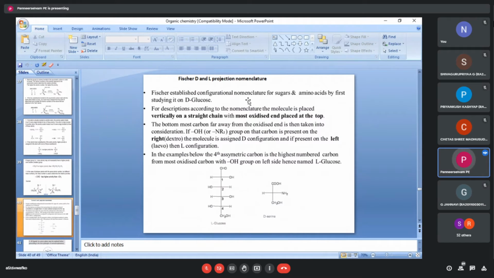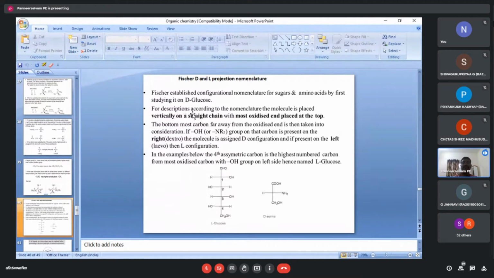Fischer established the configuration nomenclature for sugars and amino acids by first studying D-glucose. This is the glucose model. See the aldehyde, here also the alcoholic group. How many stereogenic centers are present? 1, 2, 3, 4, 4 carbon atoms. The 2 carbon atoms at the top and bottom also have functional groups.